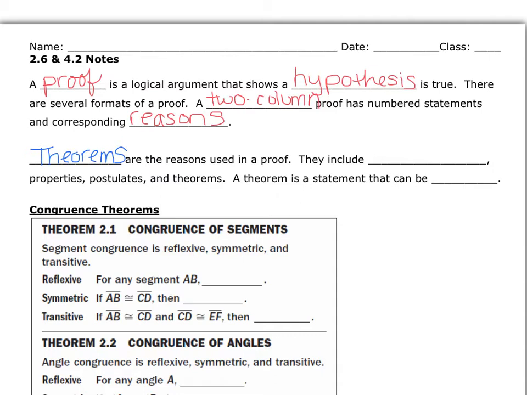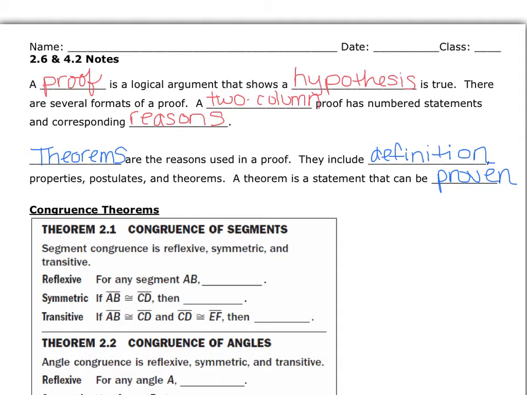So theorems are basically all the properties that we've talked about. Like supplementary angles, their sum is 180. Well, that is actually called the supplementary angle theorem. They include definitions, like the definition of a midpoint, properties, postulates, and theorems. A theorem is different from a postulate in that a theorem can be proven scientifically or mathematically. A postulate is more of an educated guess.